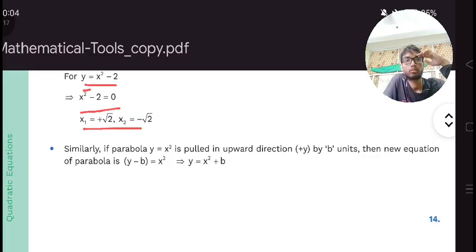Similarly, if the parabola y is equal to x square is pulled in the upward direction by b units, the new equation of the parabola is just y minus b. Here we are pulling the curve upward. That's why, as this curve is going in positive, we will apply the opposite operator of positive.